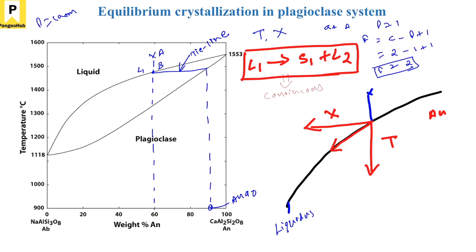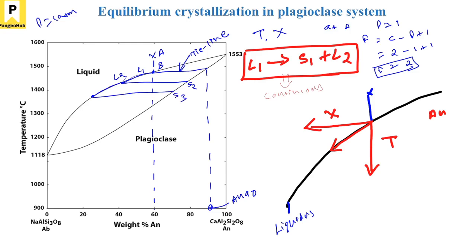Now let's drop the temperature slowly. What is going to happen? As you drop the temperature slowly, the liquid composition is going to change from L1 to L2. So you are going to move from L1 to L2 here, and this will start forming solid S2. And similarly, you can again lower the temperature, the composition will change, the liquid will become L3, and it will start forming solid S3.